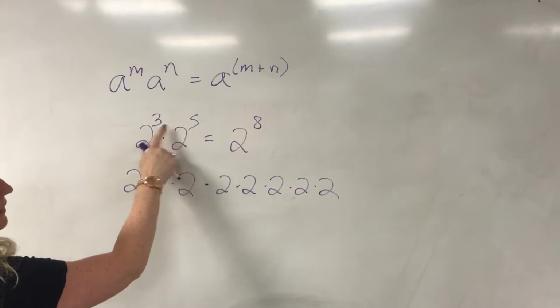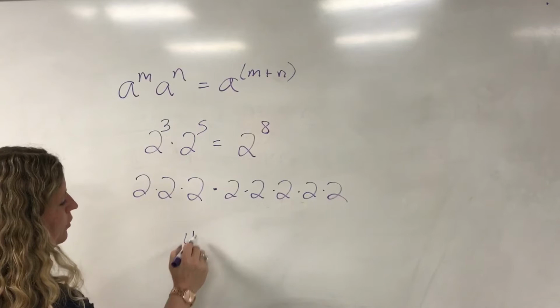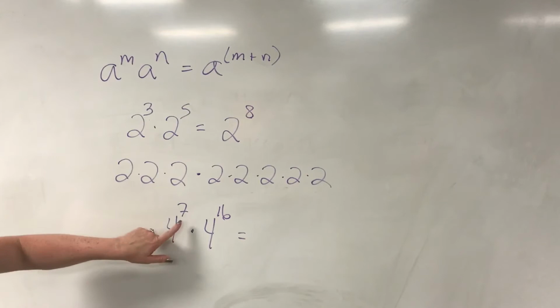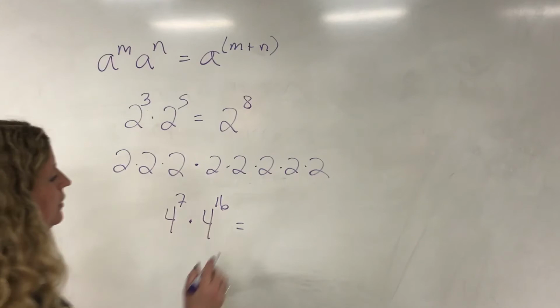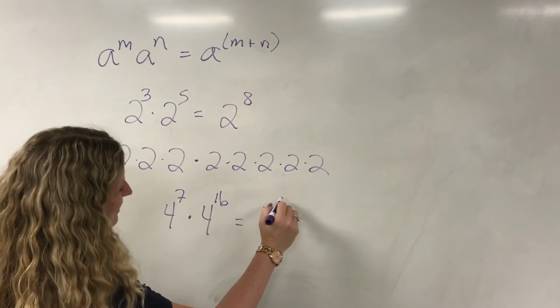So if I gave you another example, like 4 to the 7th power times 4 to the 16th power, we don't want to have to write out 7 4s and 16 4s, so we would just add these together, and that's the shortcut. So it's 4 to the 23rd power.